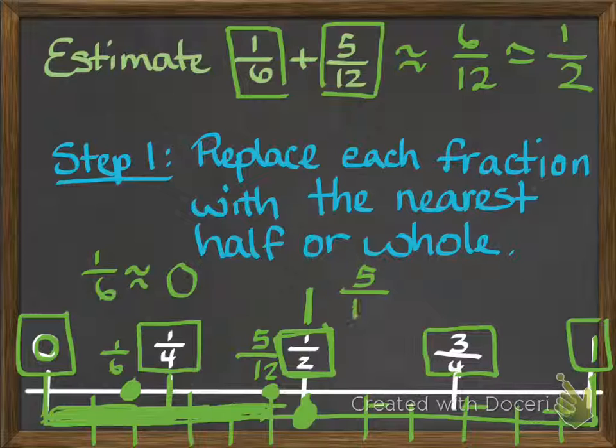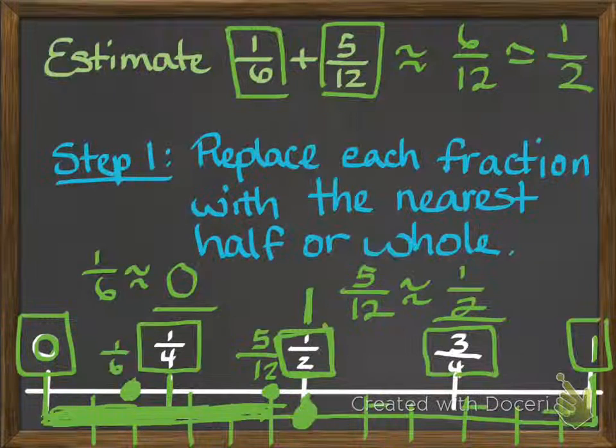5/12 is closer to 1/2. It's really close to 1/2. Okay, so we're going to replace those fractions with our new numbers: 0 for 1/6 and 1/2 for 5/12. Okay, so that was step 1. Just replace it with the nearest half or whole.